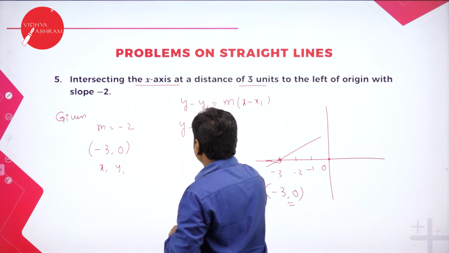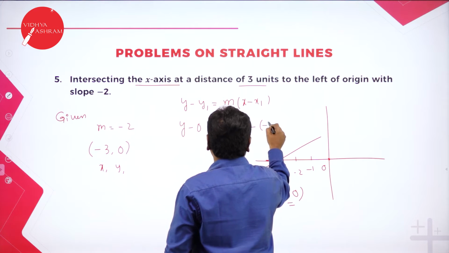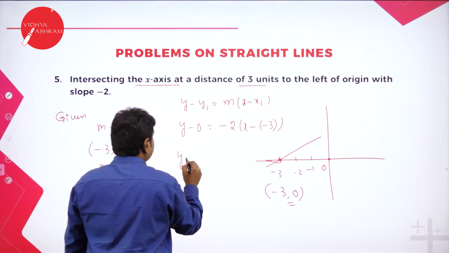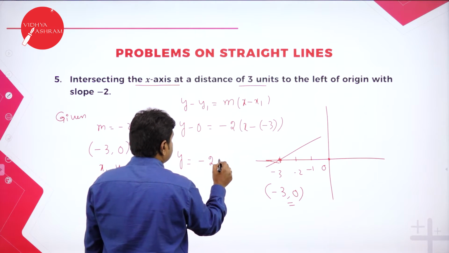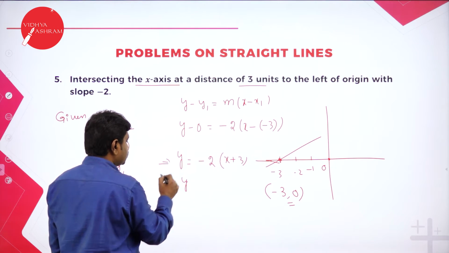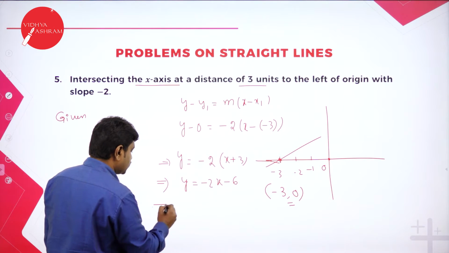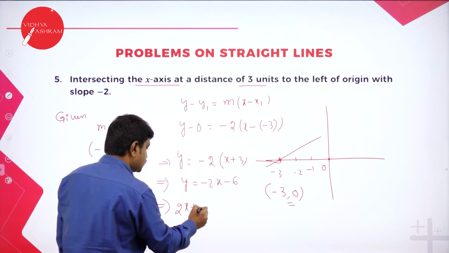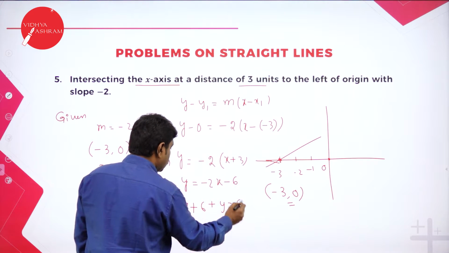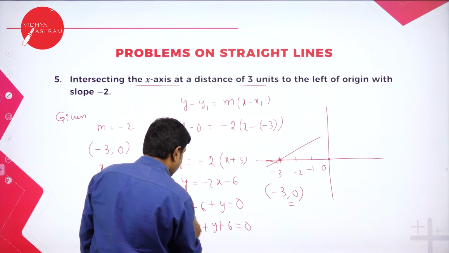What is meant by y1? 0. What is M? -2. x1 is -3, so x minus of -3. Simplify this. So LHS is y, RHS is -2 into x plus 3, multiply this. So that implies y is equal to -2x minus 6. Bring all terms to LHS. So 2x plus 6 plus y is equal to 0, or 2x plus y plus 6 equal to 0 is the required line equation.